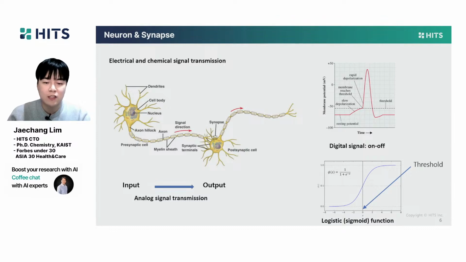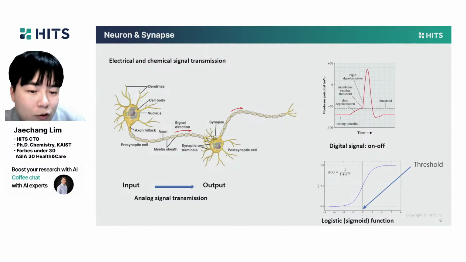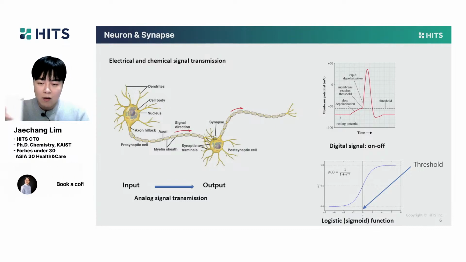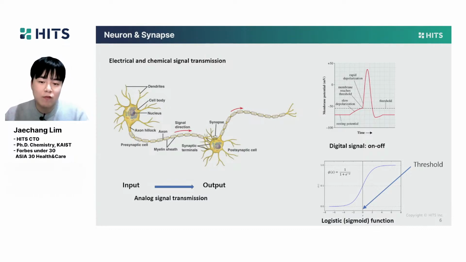Then when drawn as a function, this can be called a sigmoid function or logistic function. If a specific input value is greater than 0, it produces a value close to 1. Otherwise, it produces a value close to 0. Thus, converting continuous input values into digital signals close to 0 and 1.